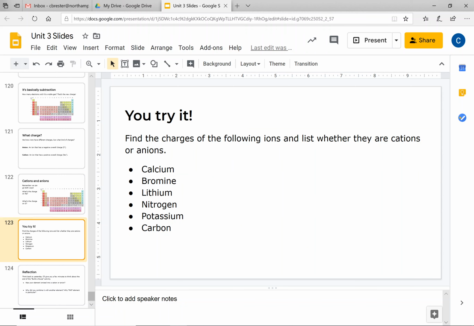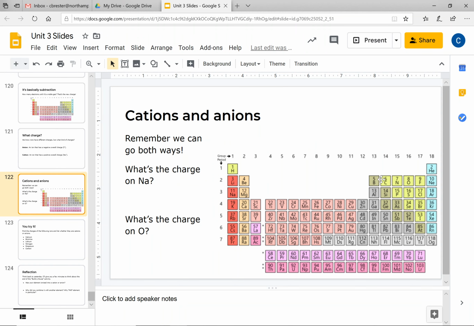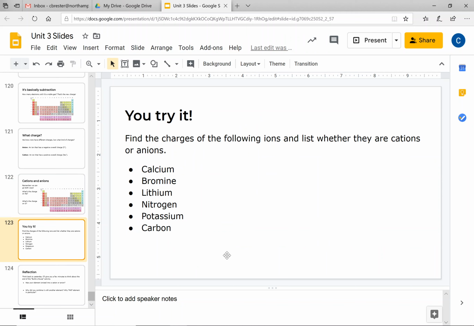Potassium 1 plus. Carbon, this one's kind of tricky. Carbon's dead center here, 6. 1, 2, 3, 4 minus, or 1, 2, 3, 4 plus, helium. Carbon can be either 4 minus or 4 plus, and that's a big reason why carbon is so prevalent in life forms in our universe, because it can make up a lot of different things, because it can be either a cation or an anion. It has a really neat dual nature that nothing else really has.